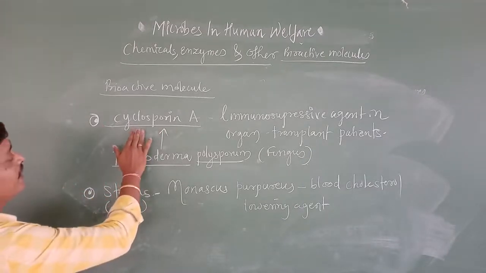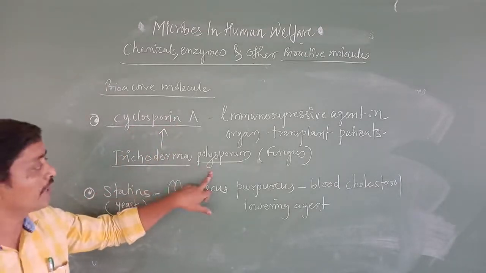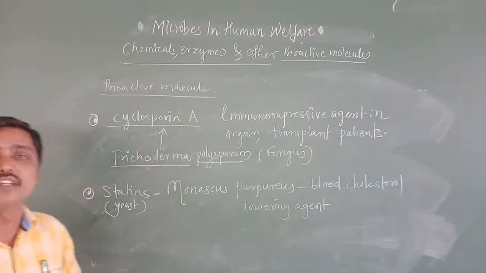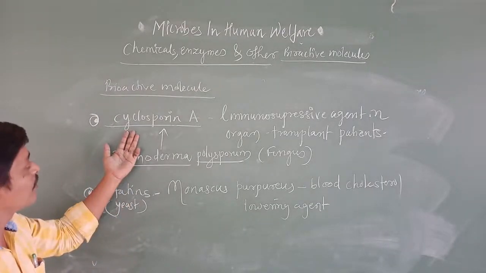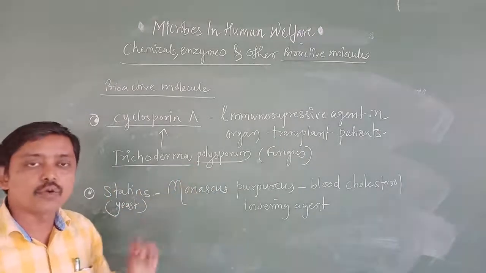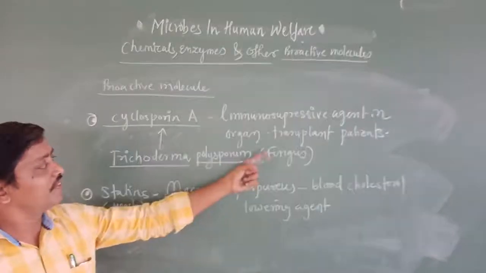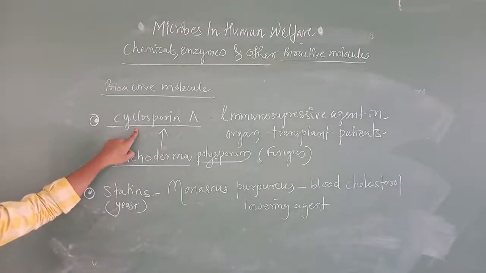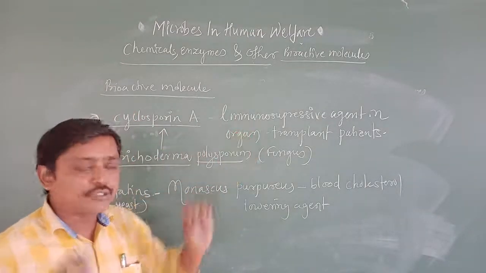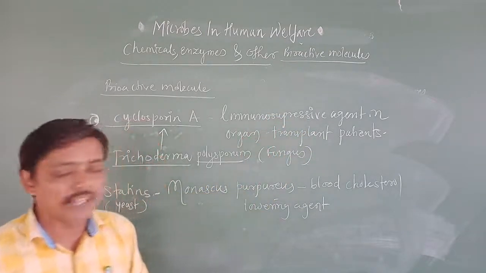Cyclosporin A is produced by the fungus Trichoderma polysporum. The name of the fungus which is used for the production of cyclosporin A is Trichoderma polysporum. This fungus is used for the production of cyclosporin A, and cyclosporin A is used as an immunosuppressive agent in organ transplant patients.